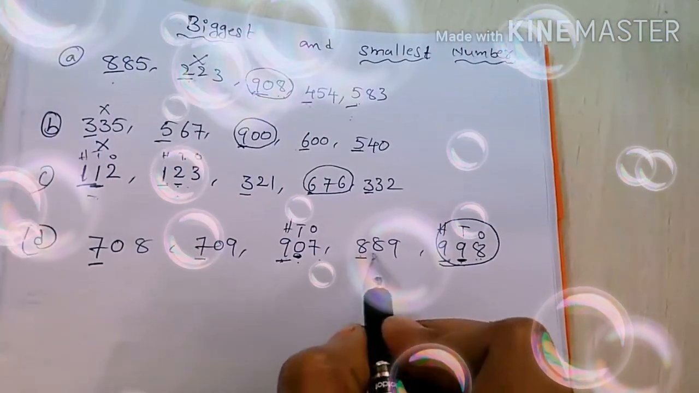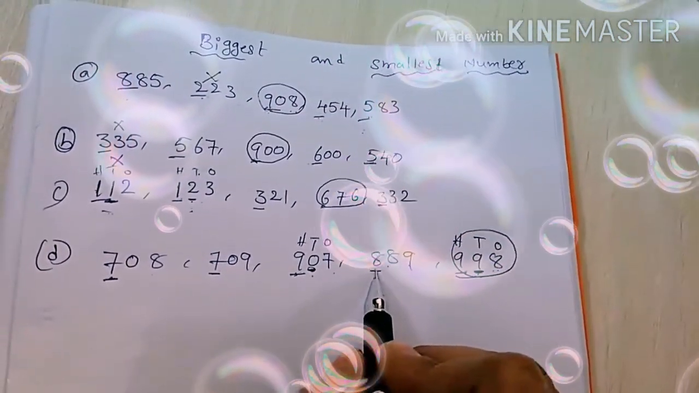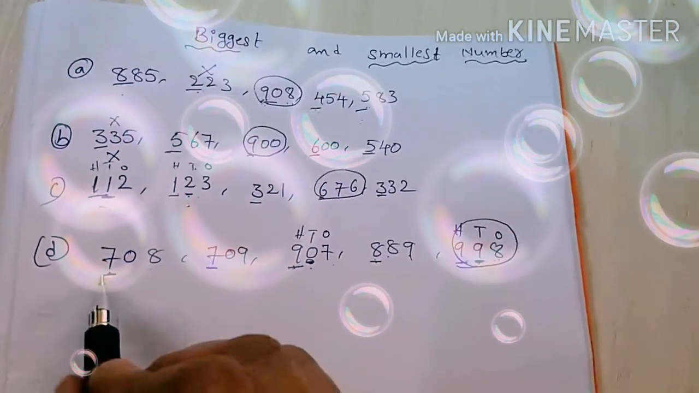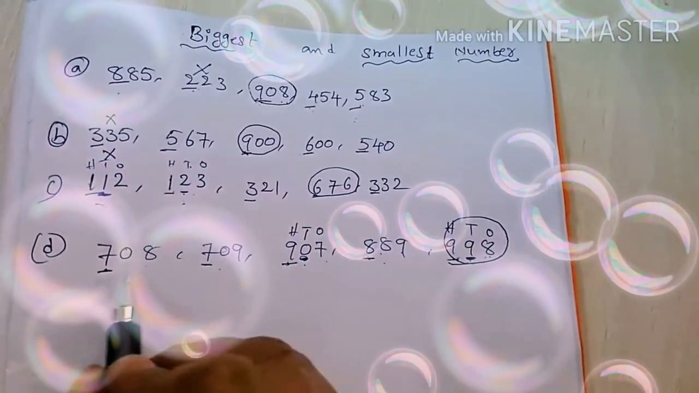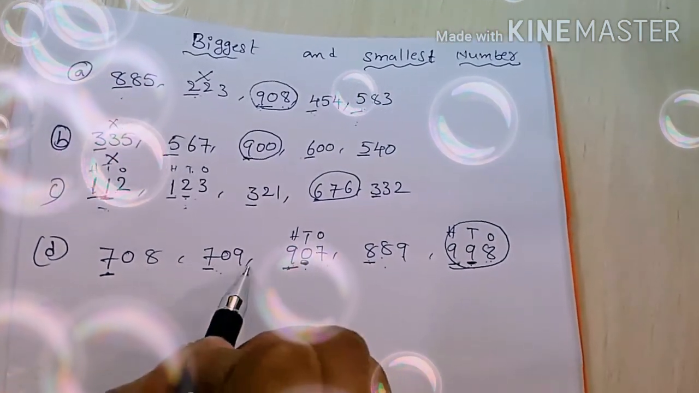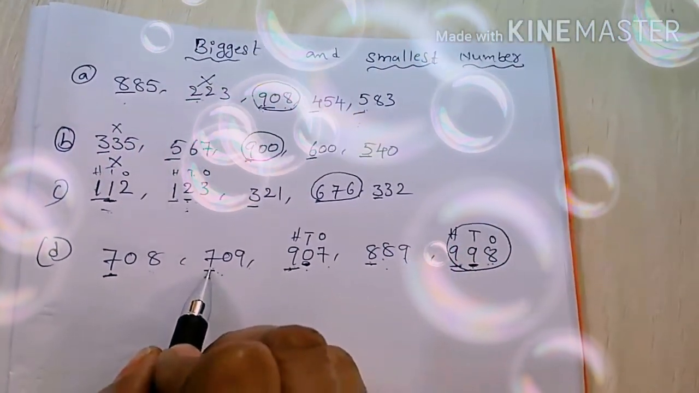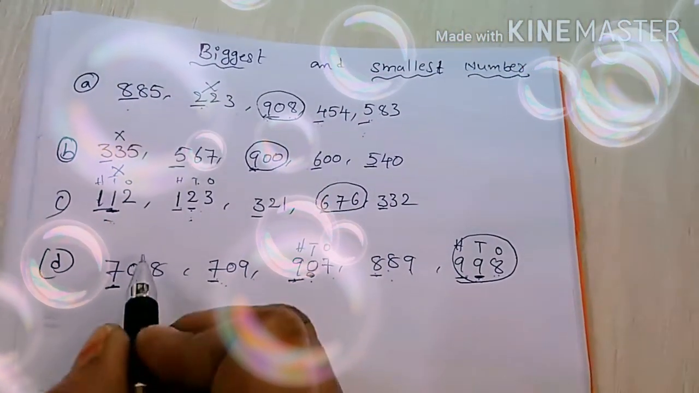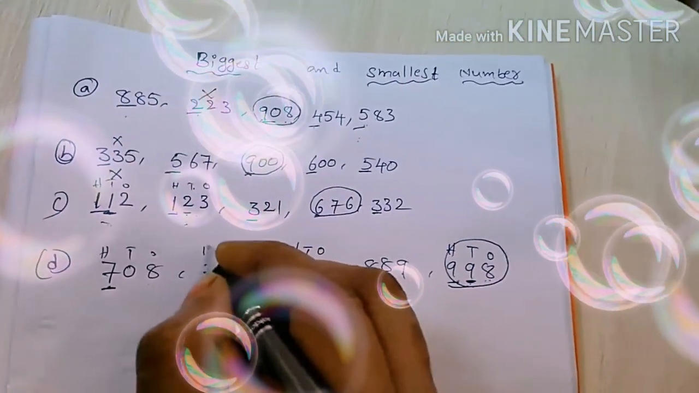So here 889, 708, 709. 889 is a bigger number than 708, 709, so this is not the smallest number. Now here these two, 708, 709. Here also the hundreds place values are the same, 700, 700. Then where do we have to go? We have to go to the next highest place, the tens place.